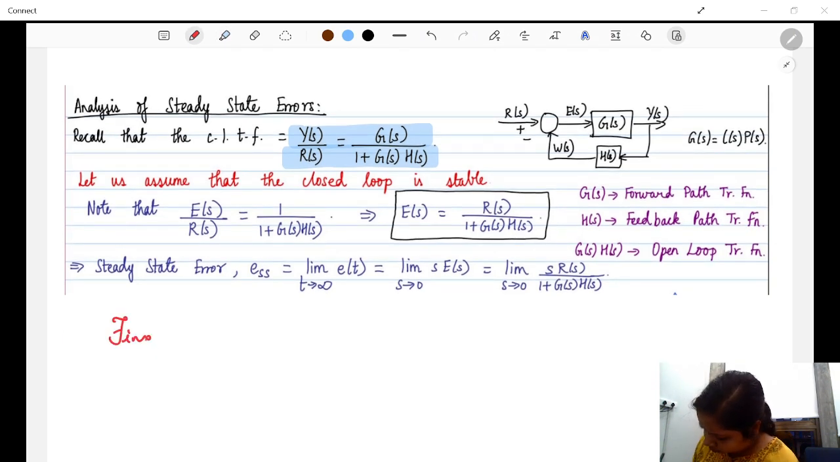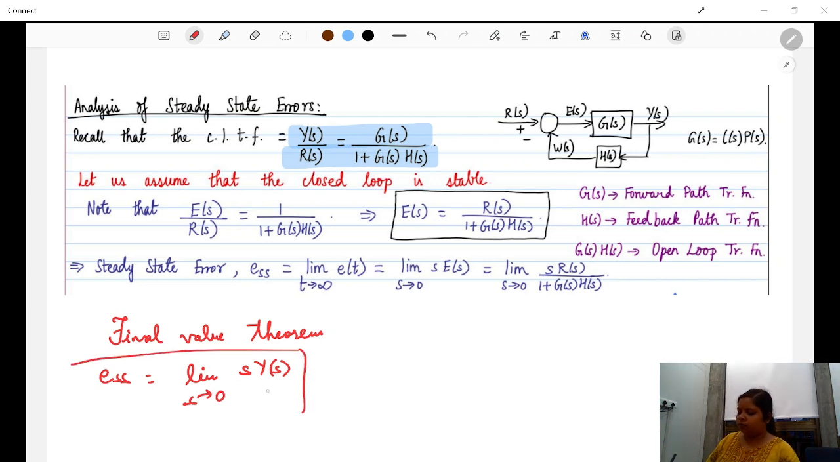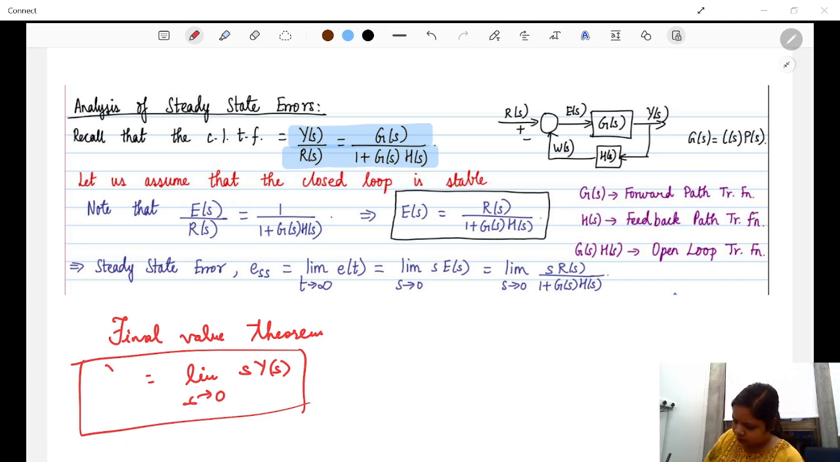What does the final value theorem say? When you want to find out the steady state value for a response, you have to find limit s tends to 0 of s into Ys. So this is the way you find out the steady state value.